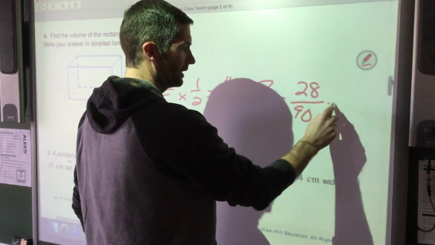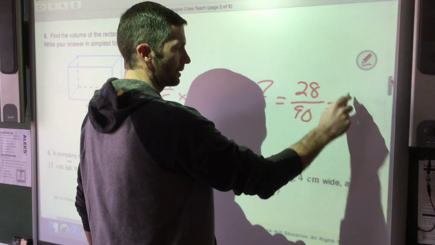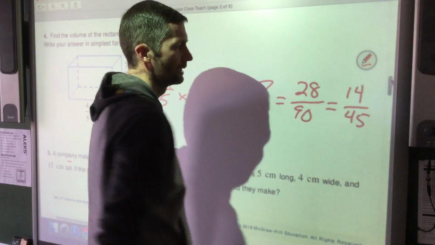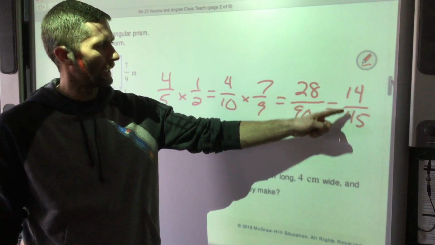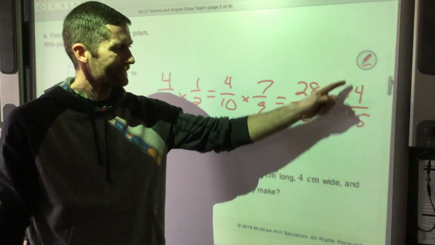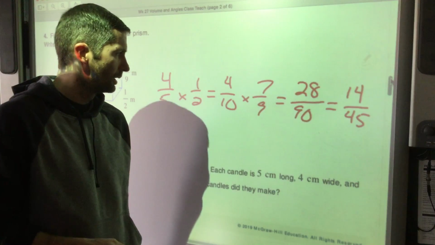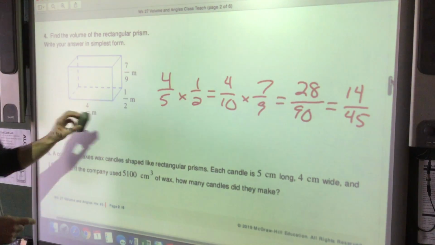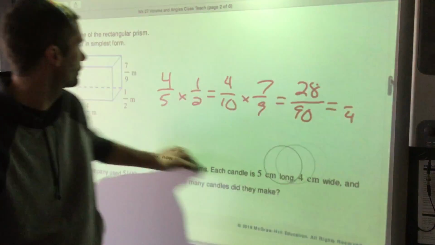I'm just going to simplify at the end now. We know they're both even, so we can divide them both by 2. So that's 14/45. Let's see, I can't think of any numbers that go into both of these. They don't have a common factor. There's your answer. 14/45. Meter times meter times meter is cubic meter. Meters to the power of 3.